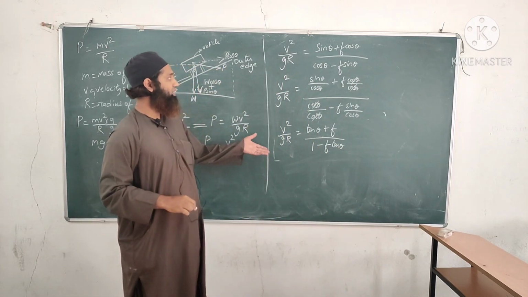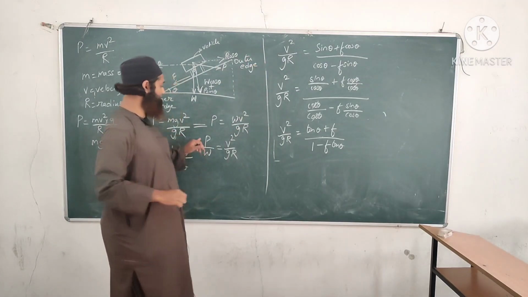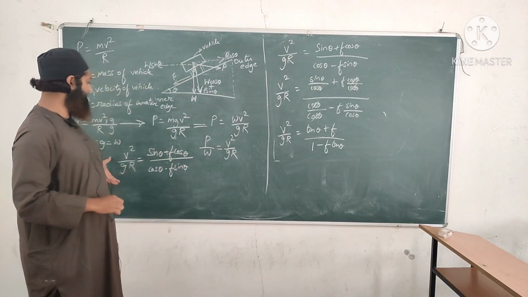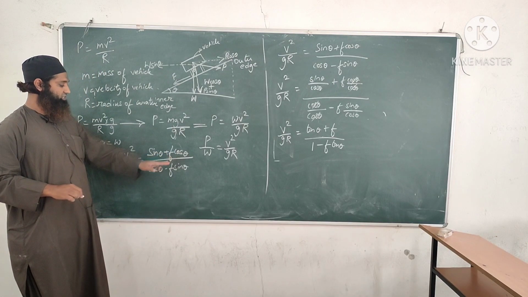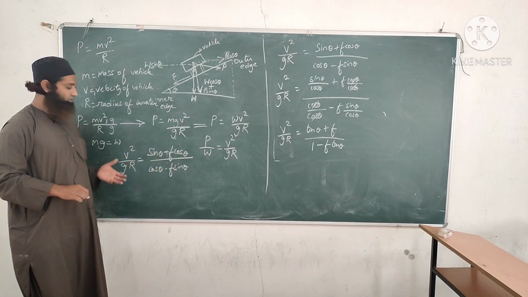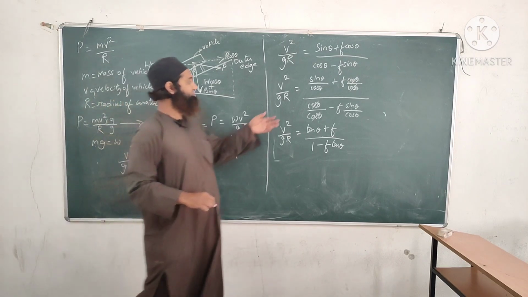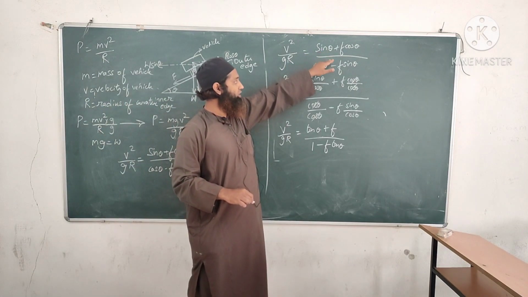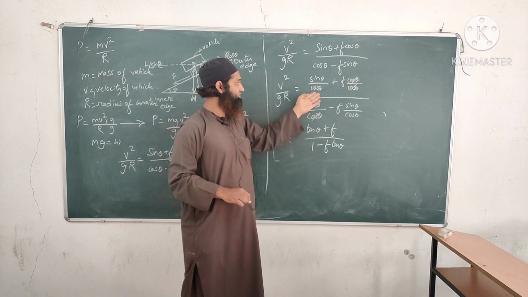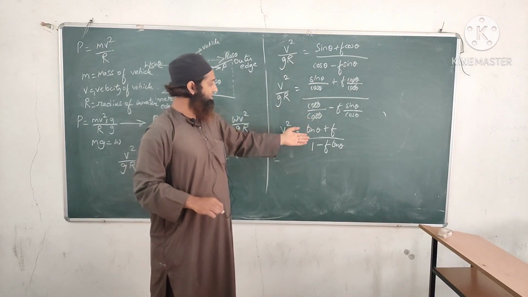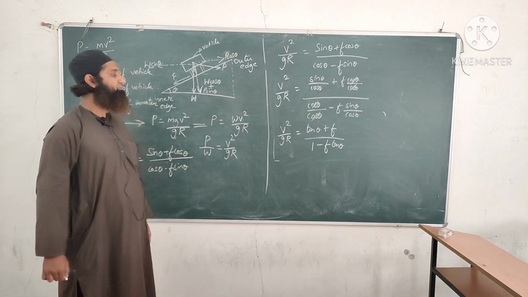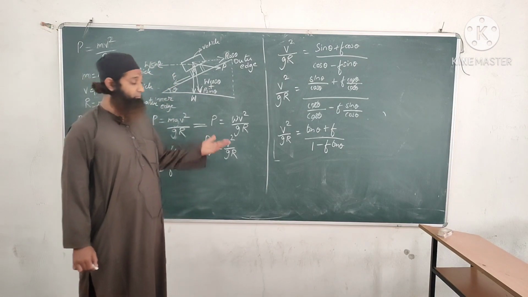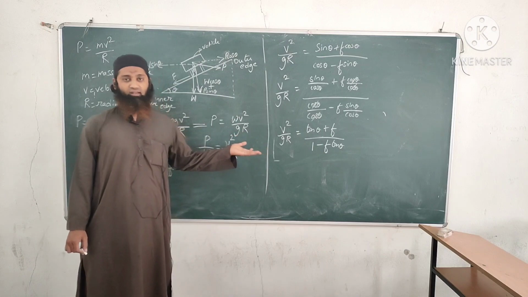It is very simple. We have just substituted this value of P by W in this equation, v square by gr, sin theta plus F cos theta by cos theta minus F sin theta. Then I have just divided this whole equation by cos theta, this gets cancelled, and it has become v square by gr is equal to tan theta plus F by 1 minus F tan theta. We'll have to simplify it more.